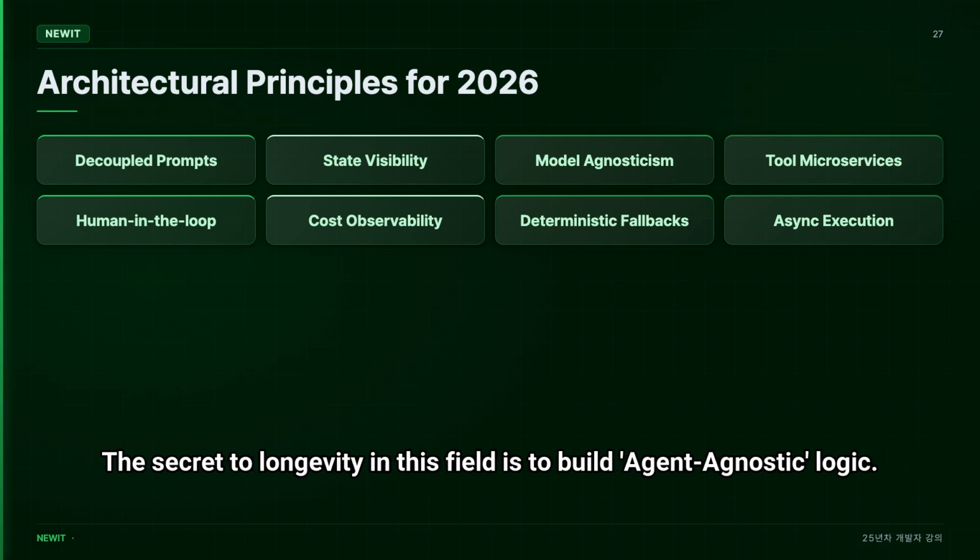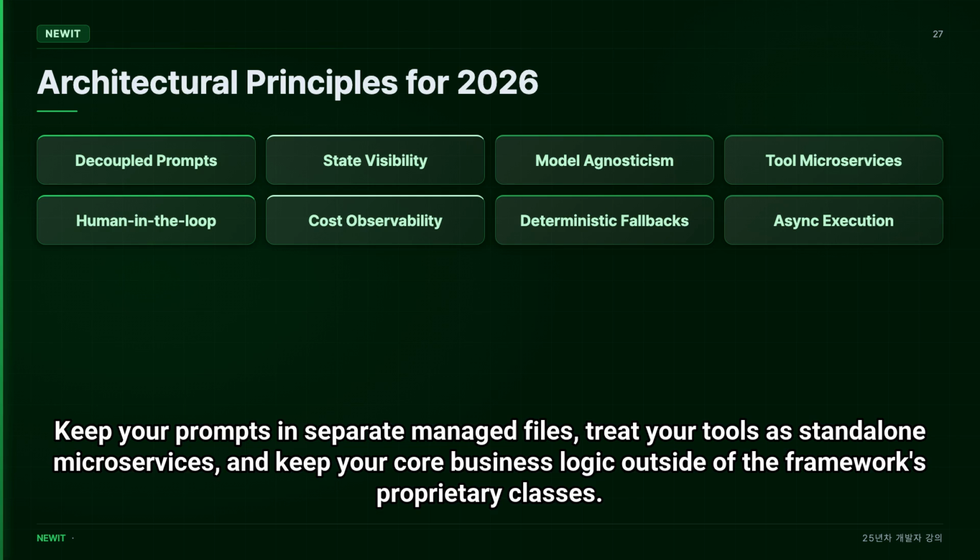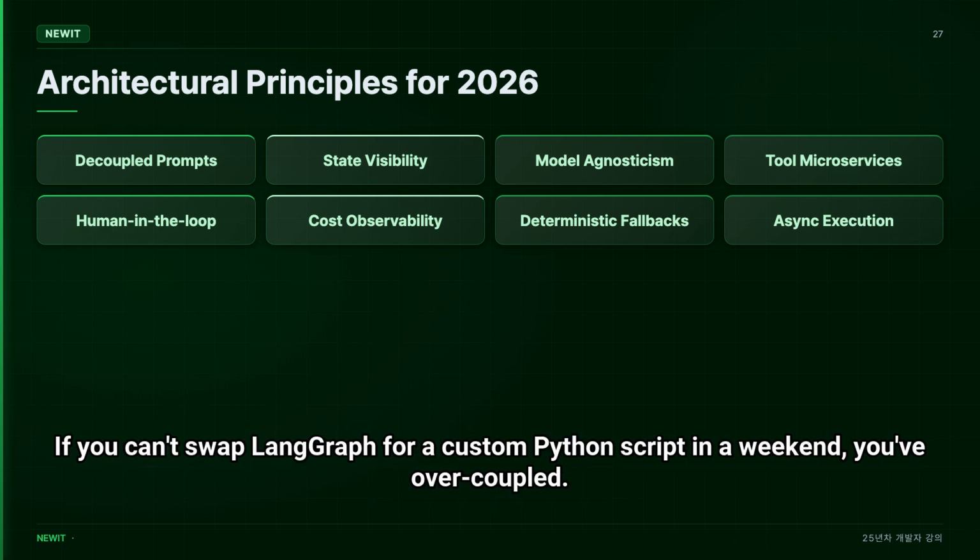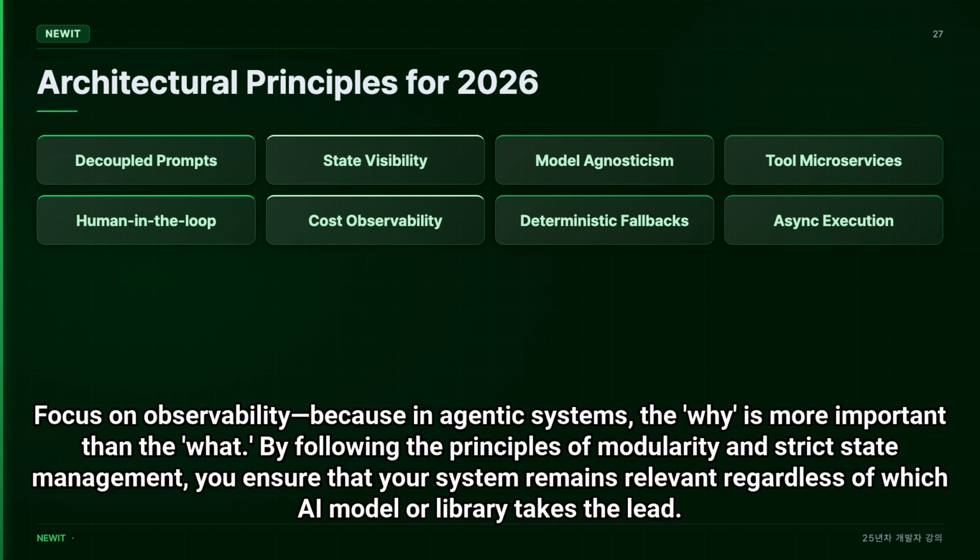The secret to longevity in this field is to build agent-agnostic logic. Keep your prompts in separate managed files, treat your tools as standalone microservices, and keep your core business logic outside of the framework's proprietary classes. If you can't swap LangGraph for a custom Python script in a weekend, you've overcoupled. Focus on observability, because in agentic systems, the why is more important than the what.